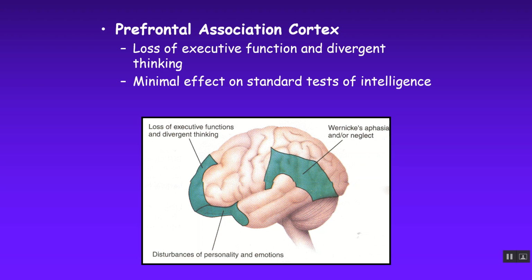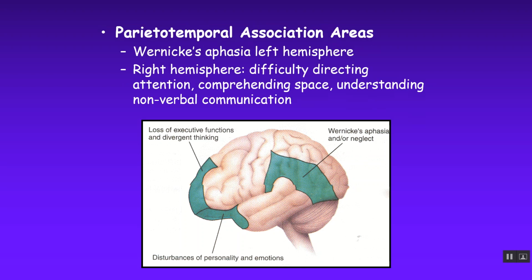Prefrontal association cortices, if you damage these prefrontal areas here, we can have loss of executive function, divergent thinking. They can't come up with not motor plans, but just plans for tasks or make decisions. And they also can't do divergent thinking. And if something changes in a task or the plan, they can't adapt to it. They have a difficulty adapting to changes in whatever task or thing they're trying to do. But it has minimal effect on standard tests of intelligence, like math calculation skills, memory, things like that. It has not too much of an effect on that.